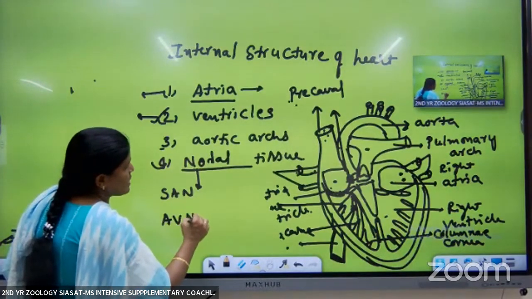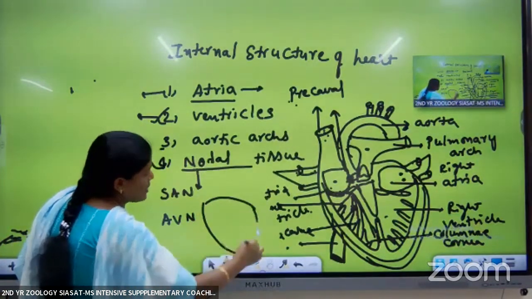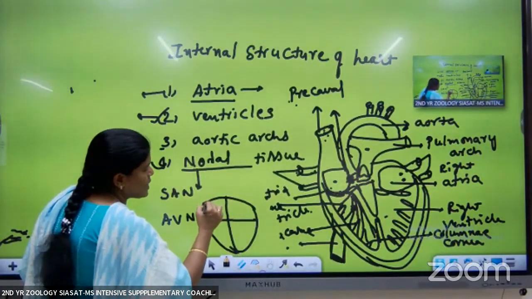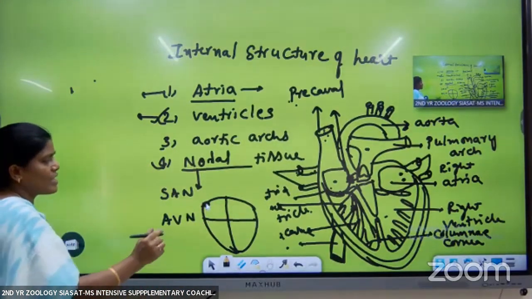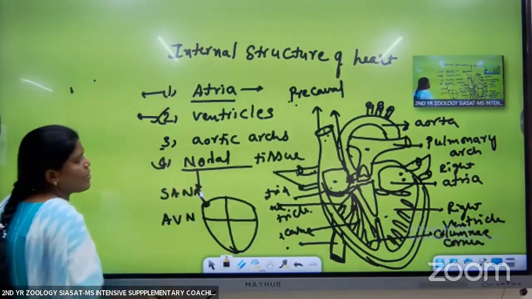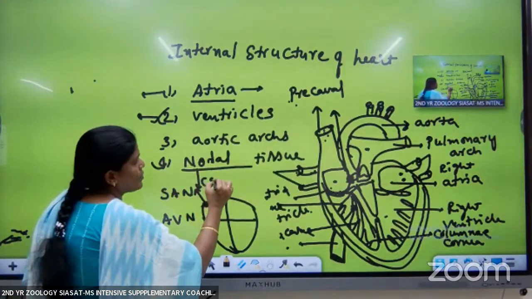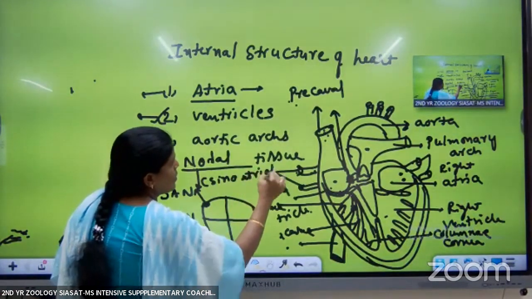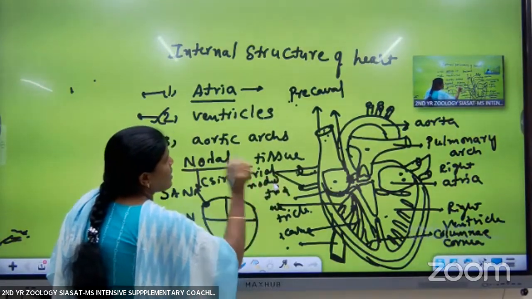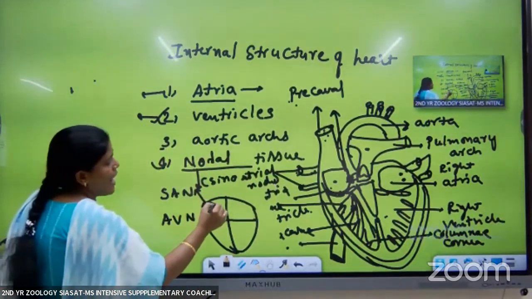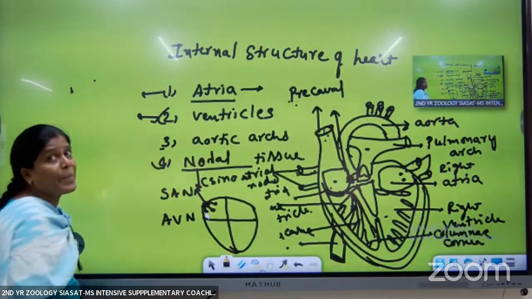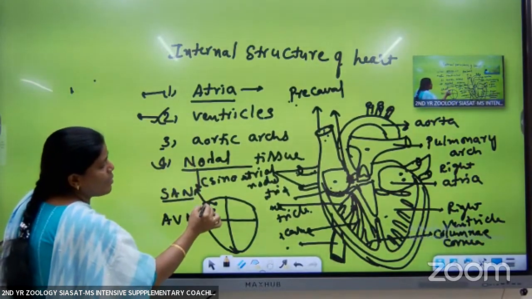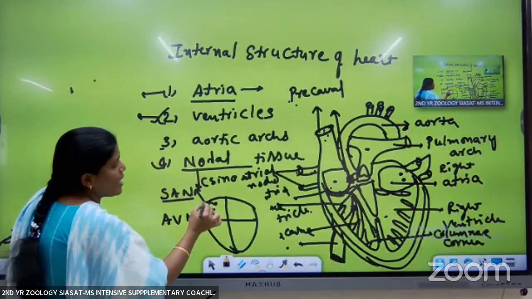Where are they present? For example, this is the heart, the right atrium. In this place, one specialized muscle will be there. That specialized muscle we call the SAN, also called the sinoatrial node. Sinoatrial node means it is the pacemaker, it generates the action potential. That's why it is called the pacemaker of our heart. It is a specialized cardiac muscle present in the right side of the right atrium.